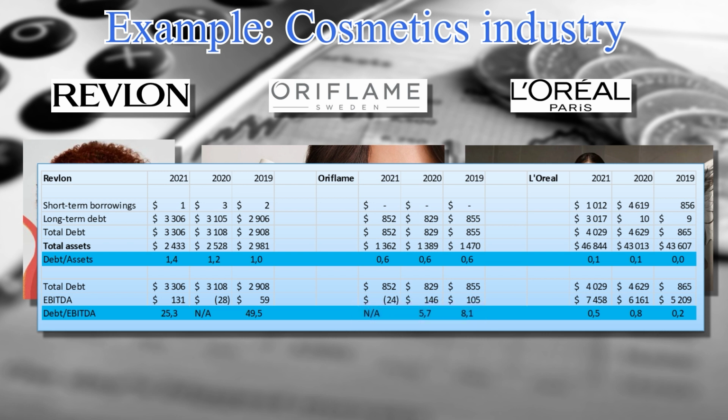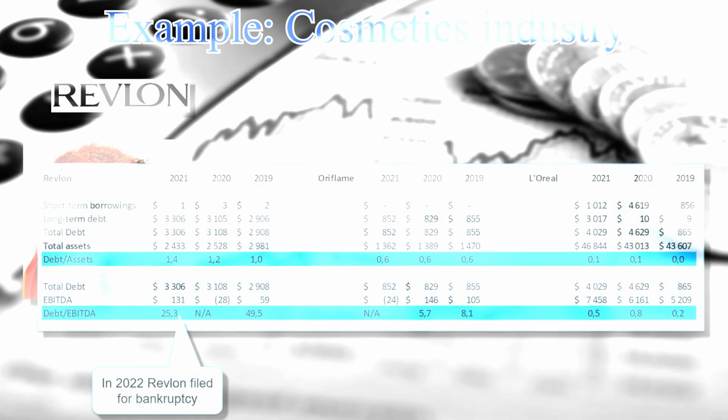At the same time, Revlon: if your debt-to-assets ratio is more than 1, then the equity of the company is worth nothing. So the whole company belongs to the debt holders. And its debt-to-EBITDA ratio is huge. It's like 49, like even negative EBITDA in 2020, 25.3 in 2021. So the company clearly has significant problems with debt. And not surprisingly, in 2022, Revlon filed for bankruptcy.